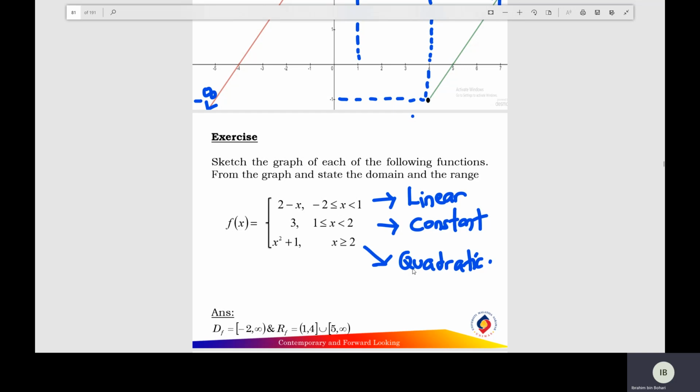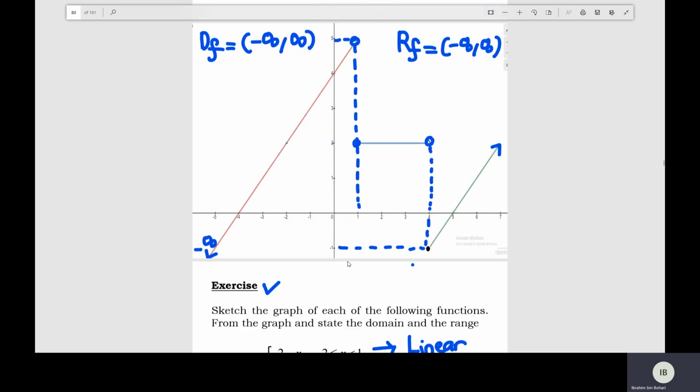f(x) equals 2 minus x, the linear function. f(x) equals 3, constant, and f(x) equals x squared plus 1, the quadratic function. You find the y-intercept and x-intercept of the function, and then you sketch the graph of the linear and the graph of the quadratic, and last you combine all the functions. Easy. And the last you find the domain and the range of the function. Okay, exercise, and then question number 2.